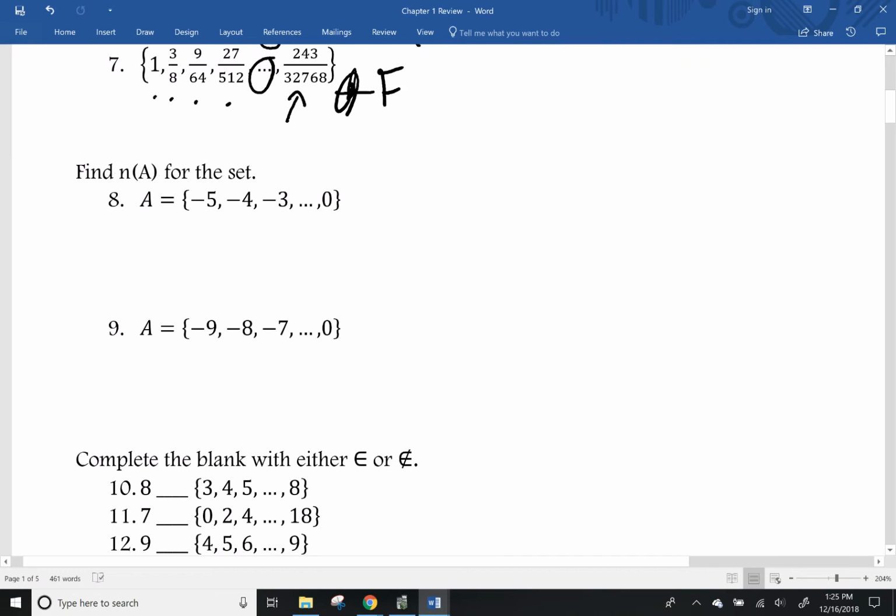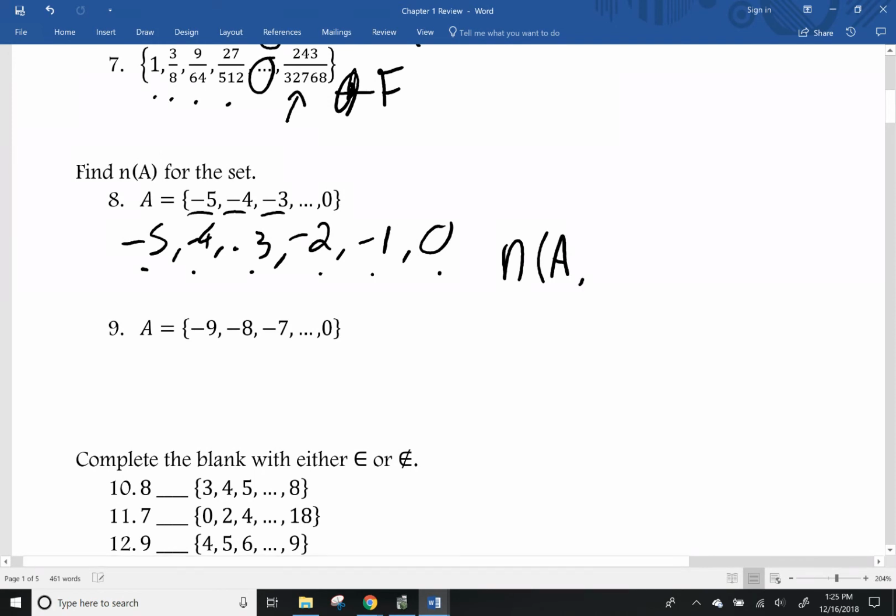So this set here has -5, -4, -3. There is a gap in the middle, but I can tell that it goes -2, -1, and then it does end at 0. So if I want to see the whole set listed out, it'd be -5, -4, -3, -2, -1, 0. And that has 1, 2, 3, 4, 5, 6 elements in that set. So the number of elements in A is 6.